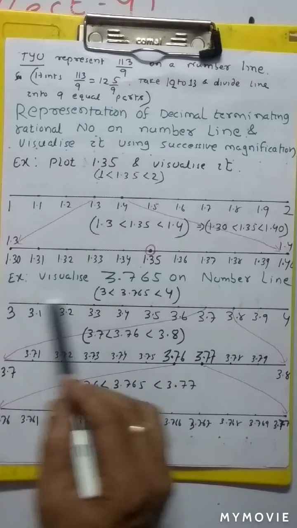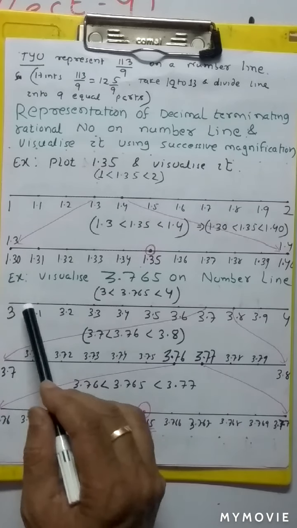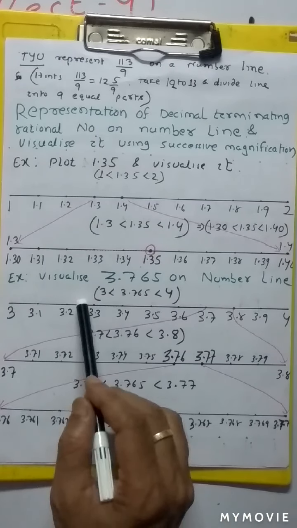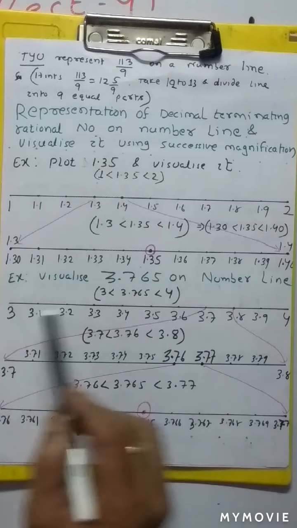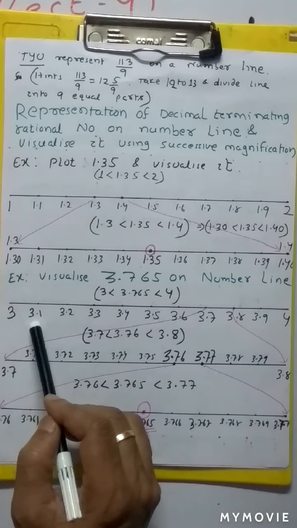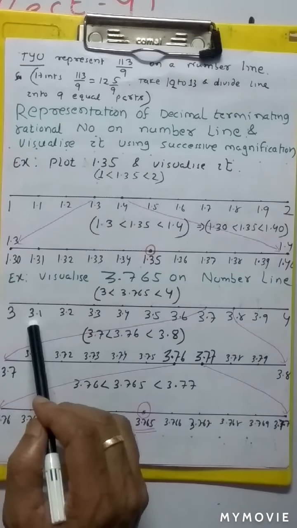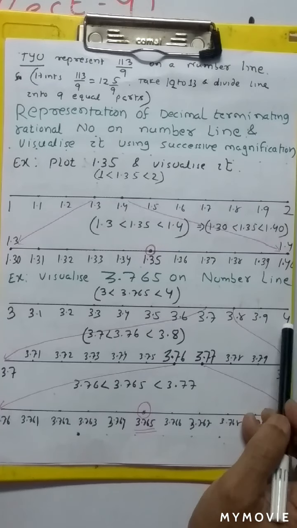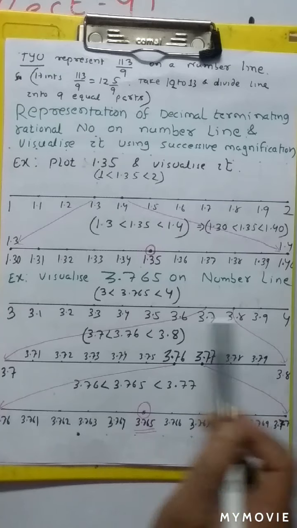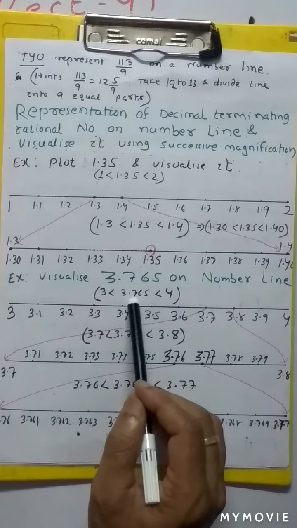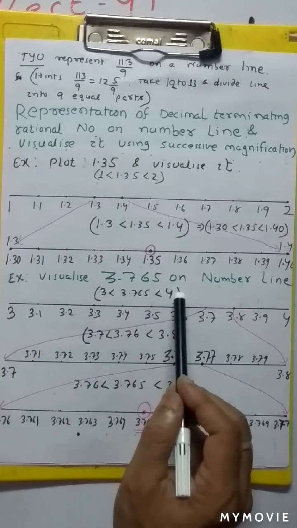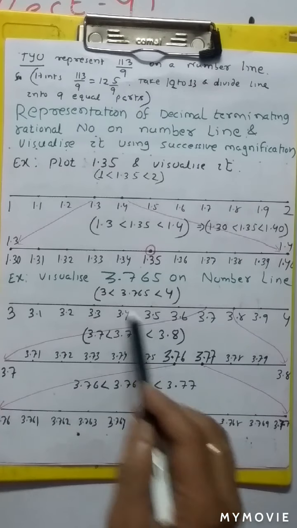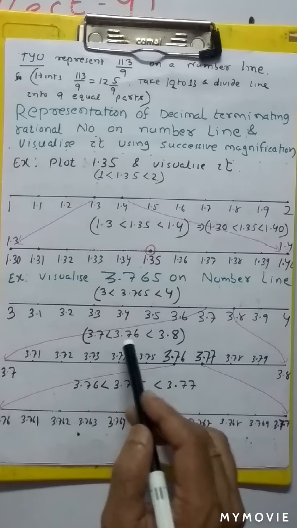So what we'll do, first we take the point 3, and this is point 4. In between 3 and 4, what is the gap? The gap is 1. You divide this 1 into 10 equal parts. So each part value will be 0.1. So this is 3. The first part is 3.1, second is 3.2, 3.3, like that. So lastly you will get 4. Okay. Now see, 3.765 is lying in between 3 and 4.